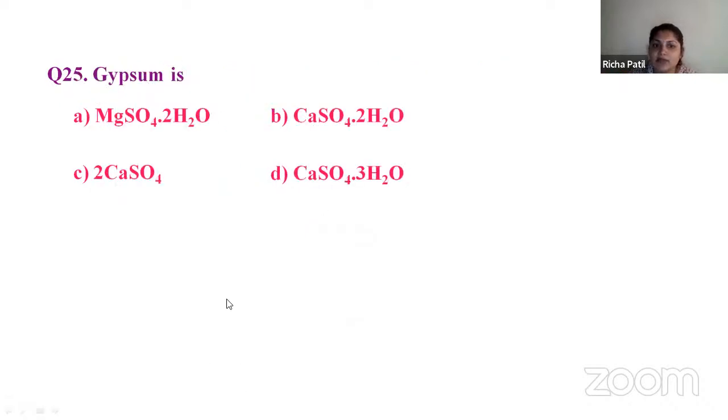What is gypsum? It is B. It is a soft sulfate material composed of calcium sulfate dihydrate. So it is a soft sulfate material which is composed of calcium sulfate dihydrate. So the correct answer is B.